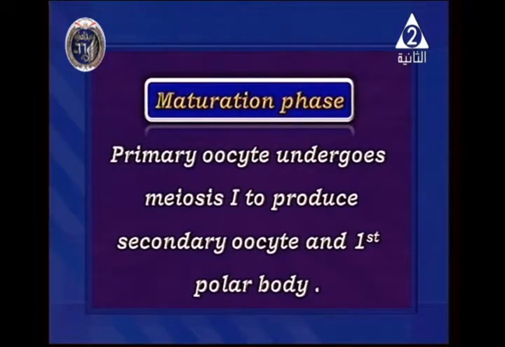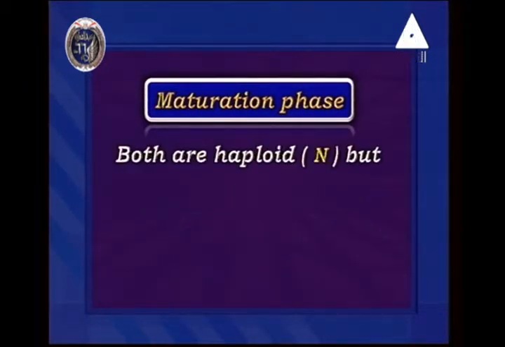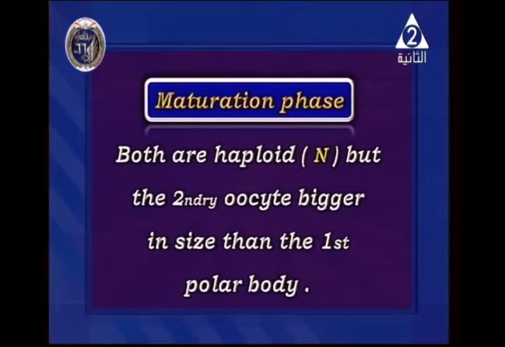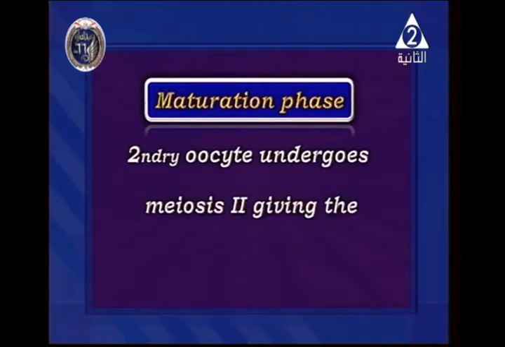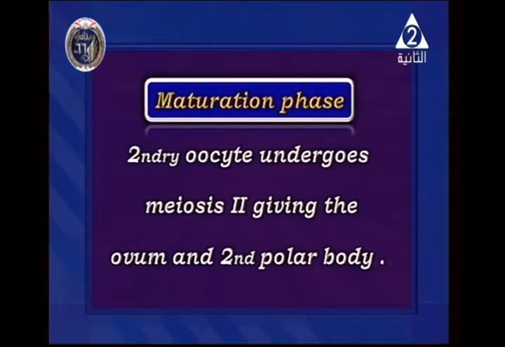Okay? After that, both of them are haploid. They carry half of the genetic material, but the secondary oocyte is bigger in size than the first polar body. Okay? While the secondary oocyte undergoes meiosis 2 and gives what? The ovum and the second polar body.